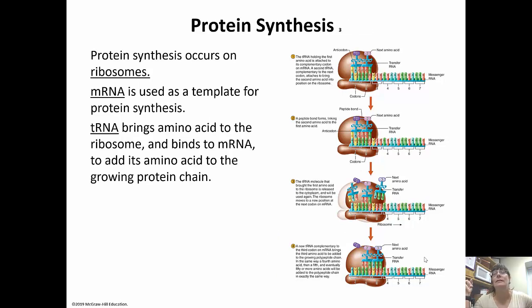So protein synthesis occurs on the ribosomes. Messenger RNA is the template. Messenger RNA was transcribed from DNA. And then transfer RNA brings the amino acids to the ribosome, binds to the messenger RNA, and adds its amino acid to the growing polypeptide chain.